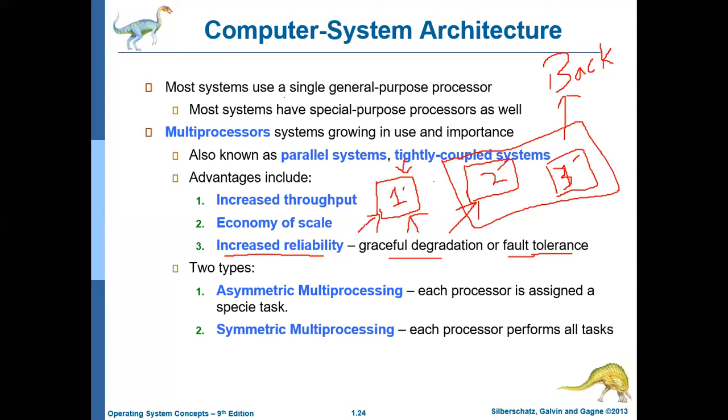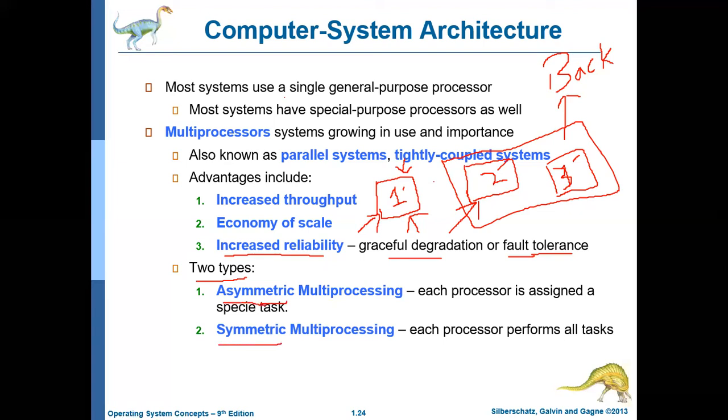Basically, a fault tolerant system tries to identify the fault and also tries to rectify it. But it needs a lot of resources and it is a costly operation. There are two types of multiprocessing systems available. The first one is called asymmetric multiprocessing and the second is called symmetric multiprocessing.